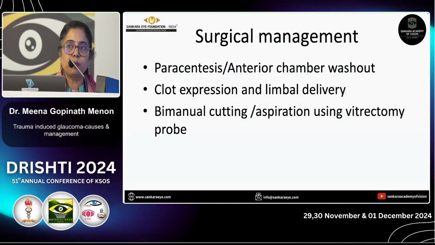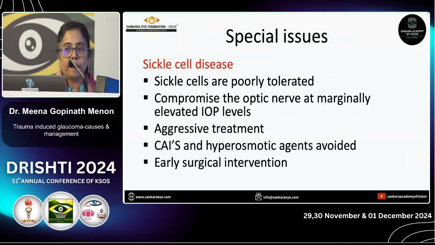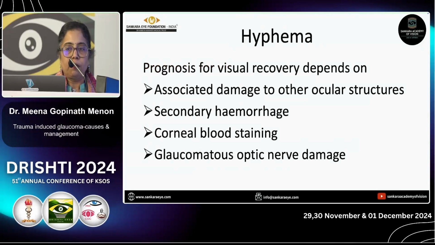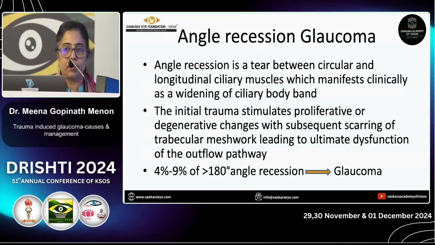Like when we try to pull out the hyphema, there are chances that we can make an iatrogenic iridodialysis. Of course, special issues like sickle cell disease, which may not be extremely common in our practice, have to be taken care of. The prognosis for visual recovery usually depends on the other structural damages. If there is a secondary hemorrhage, again the prognosis is not so good, and also with corneal blood staining, and if the patient is already getting into glaucomatous optic nerve damage.